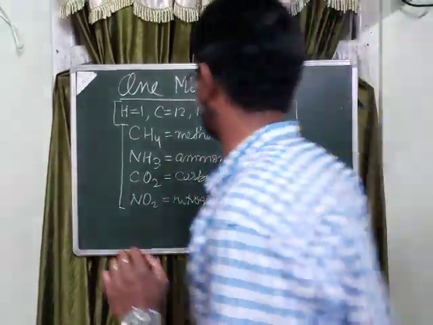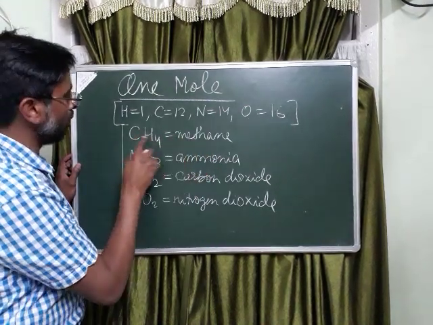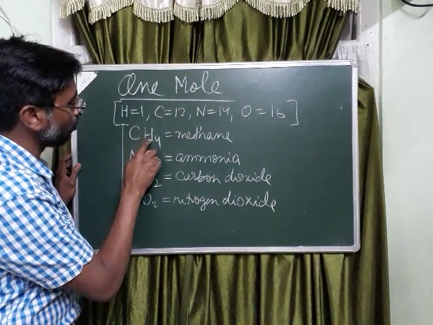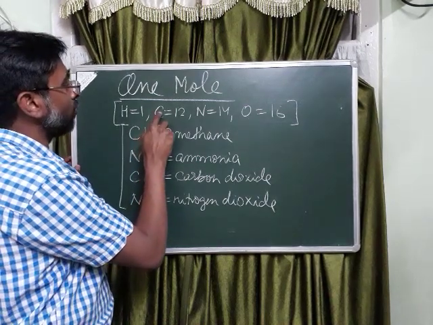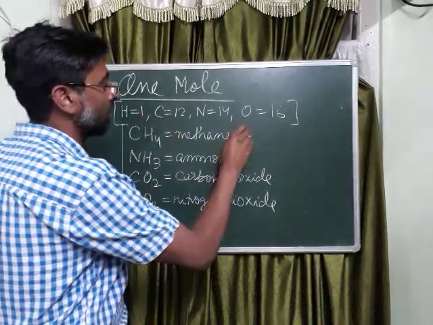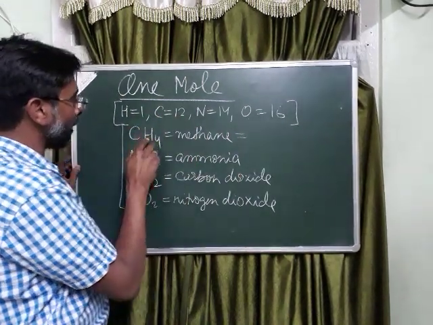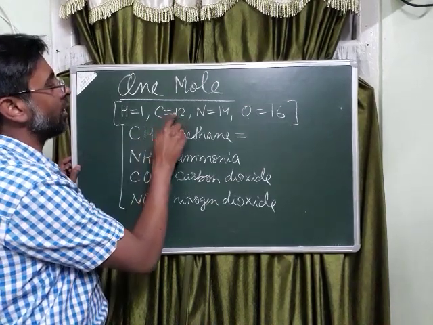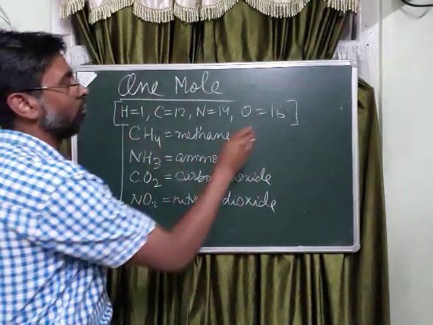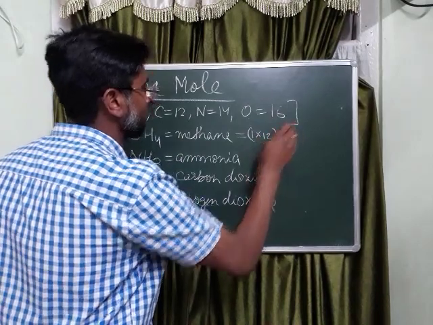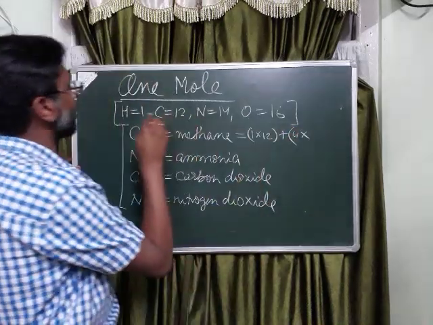Now, let us look at methane first, CH4. In the methane molecule, there is 1 carbon atom and there are 4 hydrogen atoms. By using the atomic masses in this formula, carbon is 1 atom, so 1 into 12, since the atomic mass of carbon is 12, plus hydrogen, we have 4 atoms, 4 into atomic weight 1.